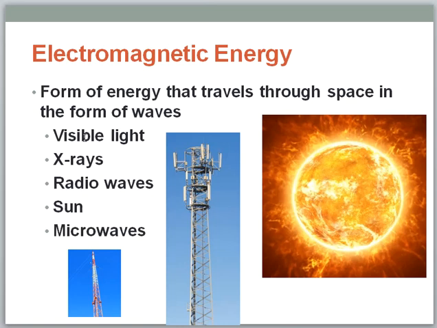Visible light is energy that hits your eye and causes a reaction on the retina of your eye that is translated to electrical signals to your brain that allows you to see objects. But that is a form of energy. X-rays, if you've broken a bone or had an X-ray, that is a form of energy. But those are all forms of electromagnetic energy that is able to travel through space in the form of waves.